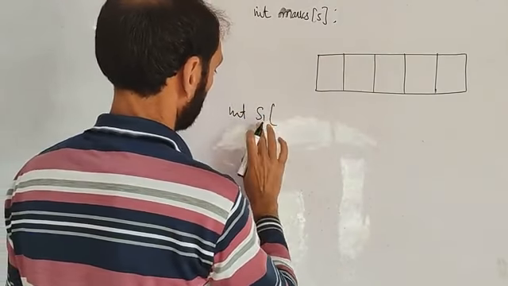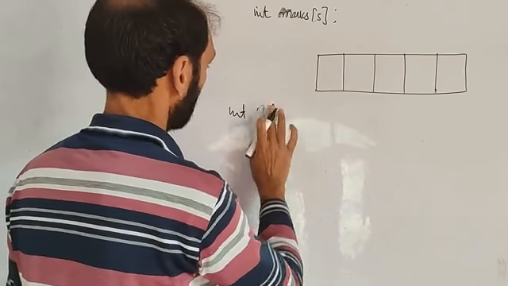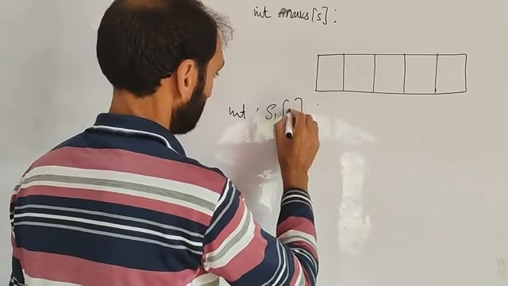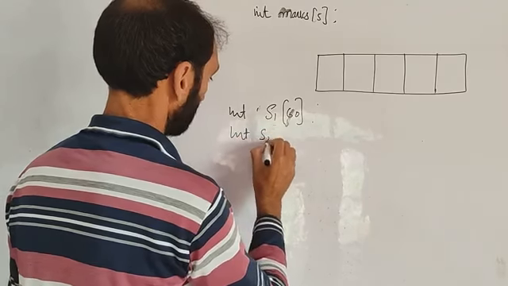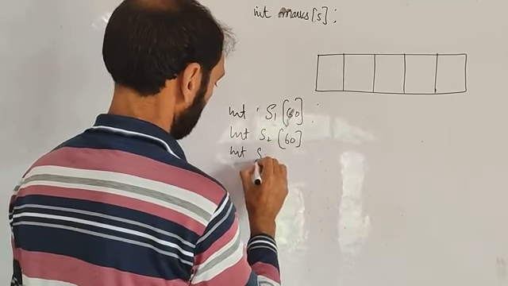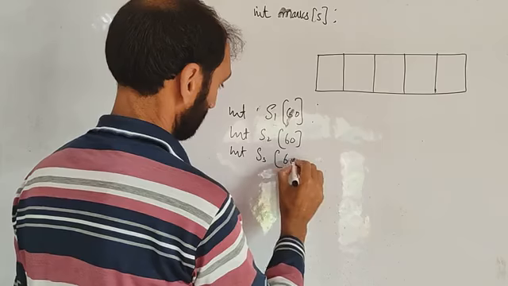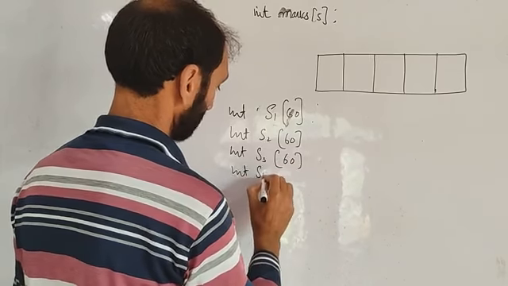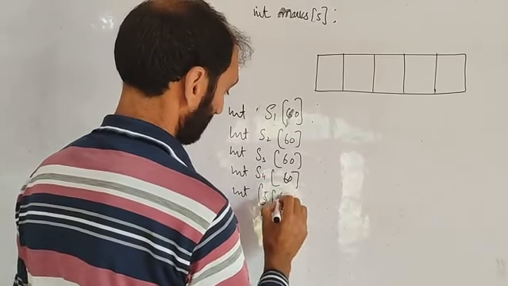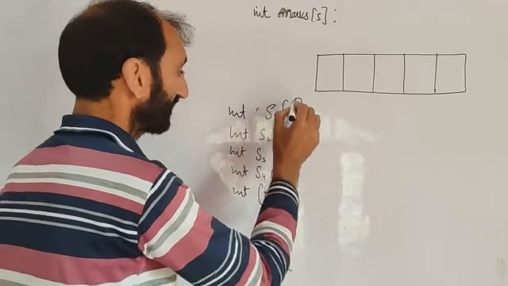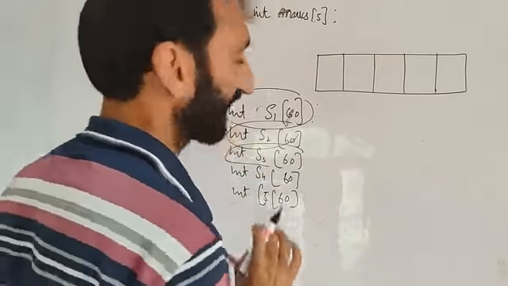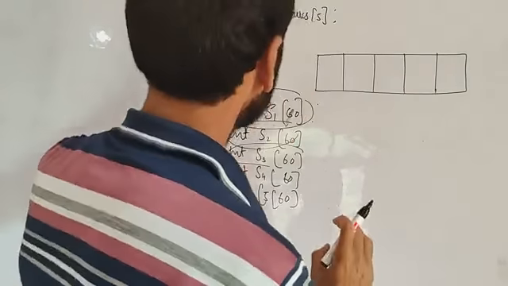We would write int subject 1 of 60 students, int subject 2 of 60 students, int subject 3 of 60 students, int subject 4 of 60 students, int subject 5 of 60 students. That means we have to declare 5 1D arrays.